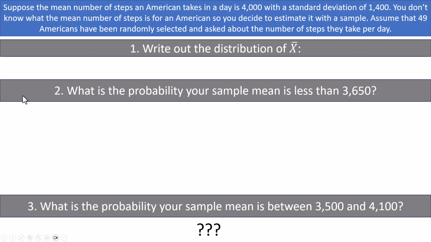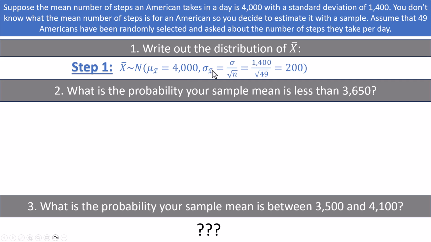All right, so hopefully you've given that a try. I'm going to go through parts 1 and 2. So writing out the distribution of the sample mean, it's going to be normal because we have a sample size of at least 49. We haven't met the first condition, right? We don't really know what the distribution is. They don't say anything about the distribution of the steps. But we do know that the sample mean is going to follow a normal distribution because our sample size is at least 30. The mean is going to be 4,000. It's always the same as the mean that was given here.